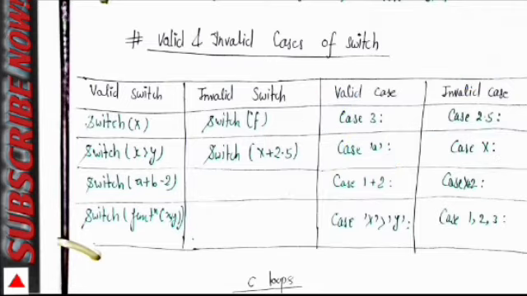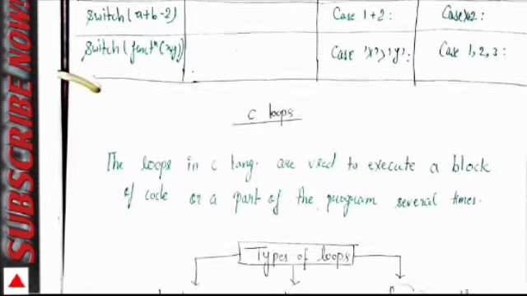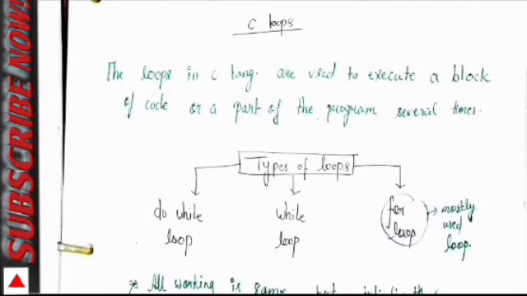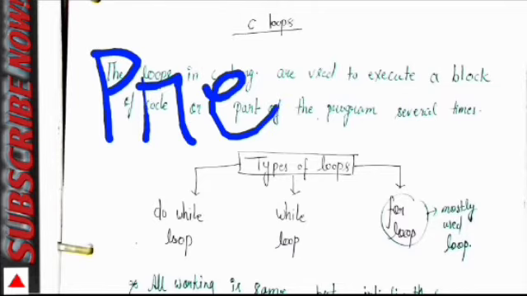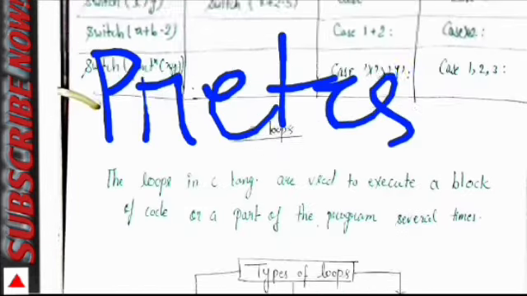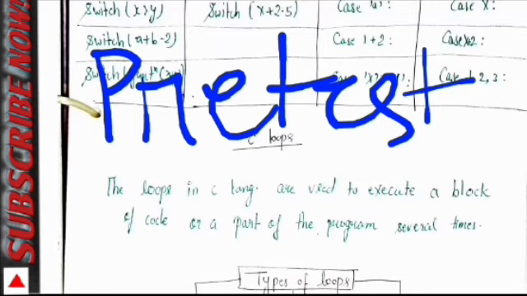Now come to the C loop. So we know that there are two types of loop. First one is the pre-test loop. Why is it called a pre-test loop? Because here the condition is already known, means we know that if we go from 1 to 10 steps, the total number of steps is already known.